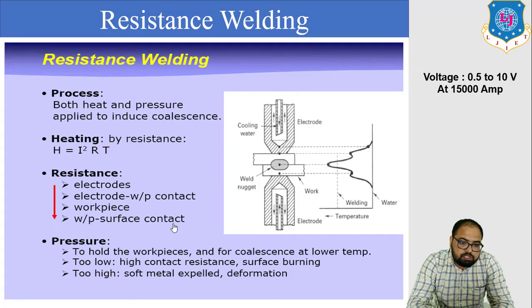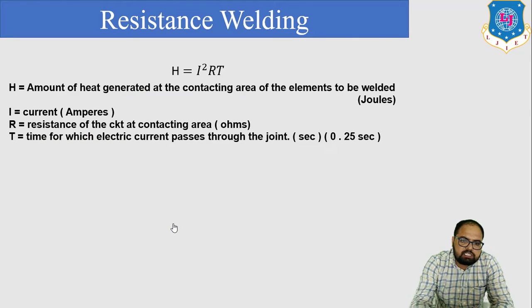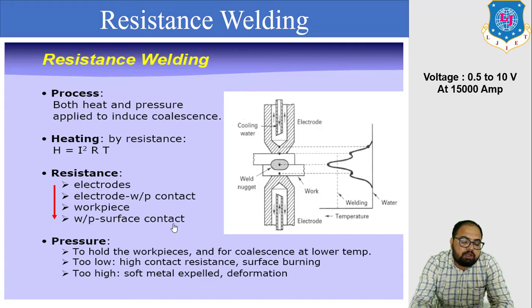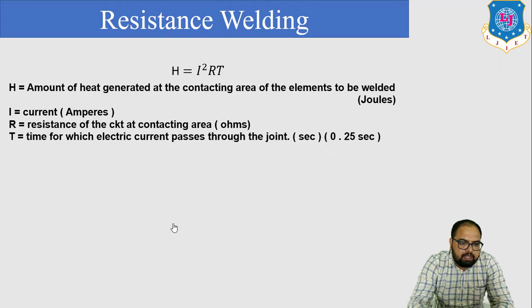In this process both heat and pressure are applied. Heating by resistance is calculated with the help of this equation: H is equal to I square R T. The voltage is approximately 0.5 to 10 volts at 15,000 ampere, and in this equation H is equal to I square R T.